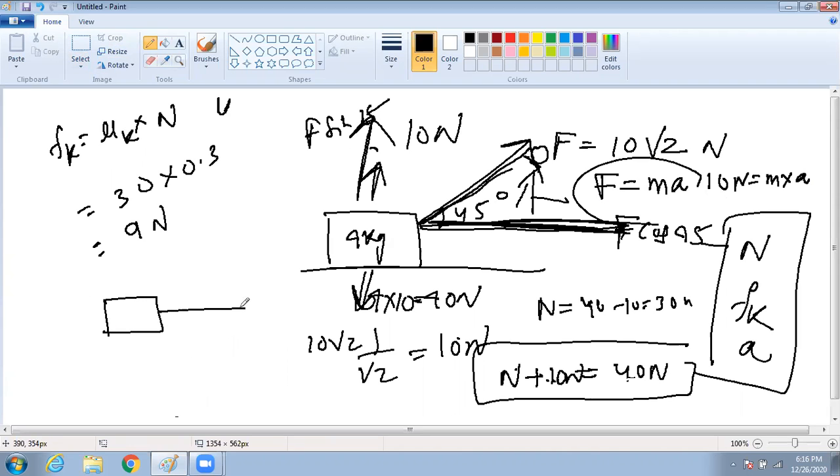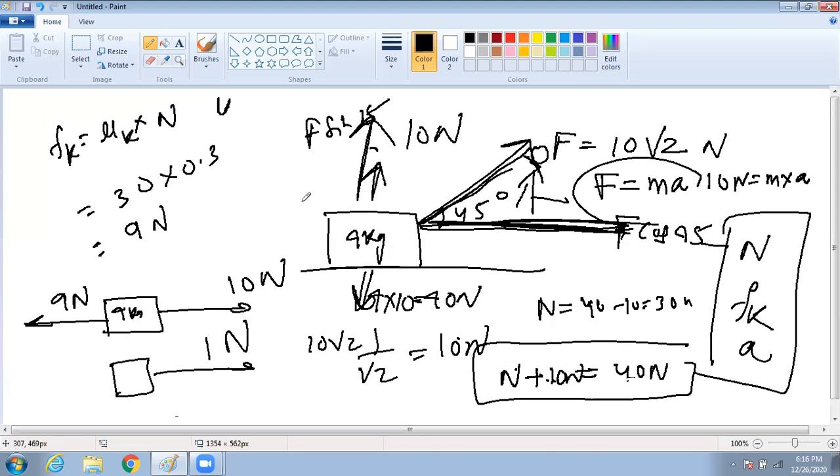There is an object here. It is being pulled at 10 Newton. This is 9 Newton and this is 4 kg. So the actual force will be how much? Only 1 Newton. Force is equal to ma. You have to find acceleration. So acceleration will be F by m. F is 1 Newton, this is 4 kg, 1 by 4. That means 0.25 meter per second square.